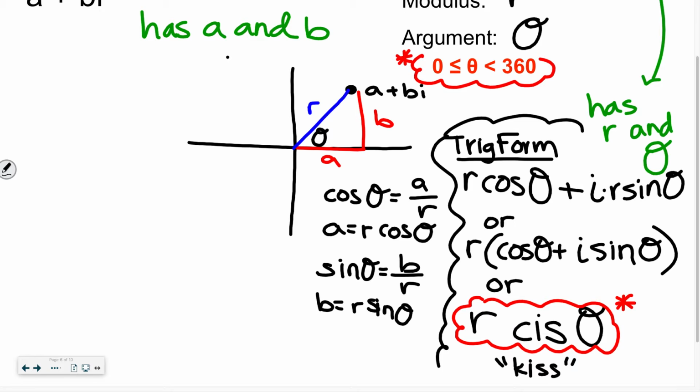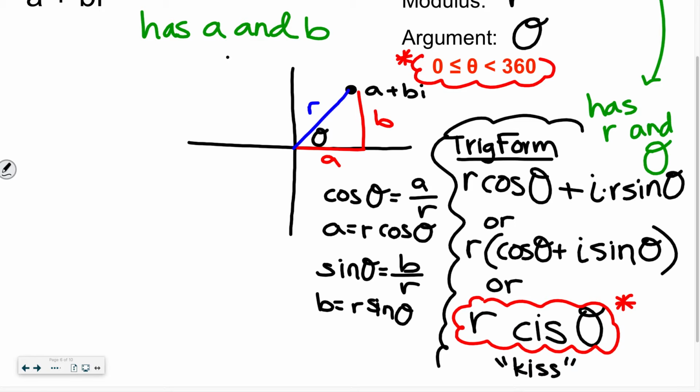Suppose we wanted to write A and B with R and theta. So A is R cosine theta, B is R sine theta. If we're in trig form, so we have modulus and argument, and we want to put it in rectangular form, so we want A and B. Well, I'm doing this the opposite way. Suppose we're in rectangular form, so we have A and B, and we want to go into trig form. So we want modulus and argument. We don't know what they are.